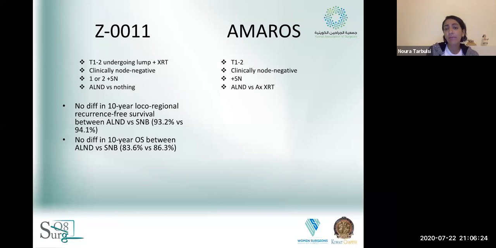AMAROS, again, was a randomized controlled trial, T1 or 2, clinically negative axillary exam, and they had positive sentinel lymph node. They did not require that it's a lumpectomy patient, lumpectomy or mastectomy, and they did not put a limit on the number of positive lymph node, any number, 1, 2, 3, 4. And then they got randomized to axillary lymph node dissection versus axillary radiotherapy.